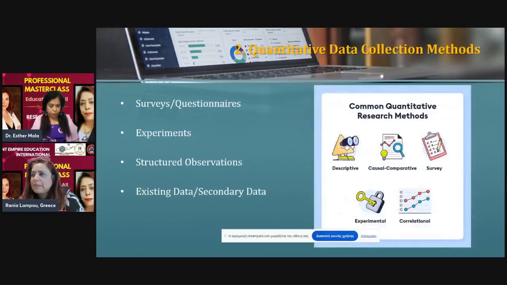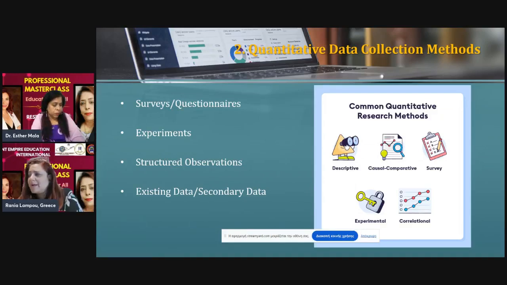On the other hand, we have quantitative data collection methods, which involve collecting numerical data. Surveys and questionnaires are structured sets of questions, often with closed-ended responses. Experiments, controlled studies to test hypotheses by manipulating variables. Structured observations, systematic recording of specific behaviors or events using predefined criteria. Before we had observations, now we have structured observations. And existing data or secondary data, using pre-collected numerical data such as census records or databases.